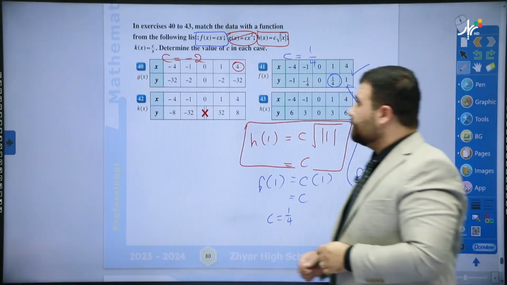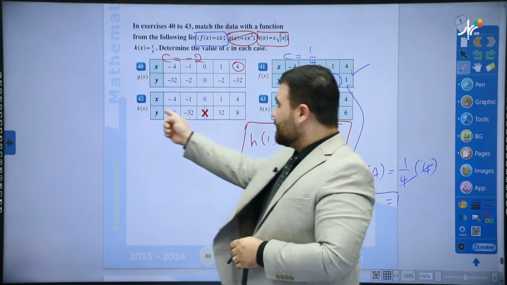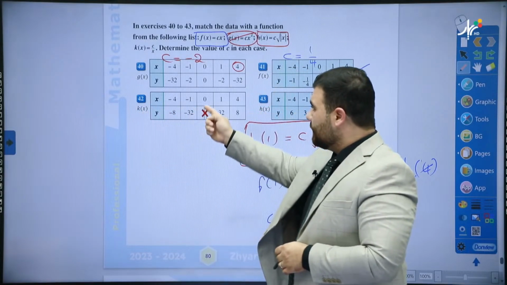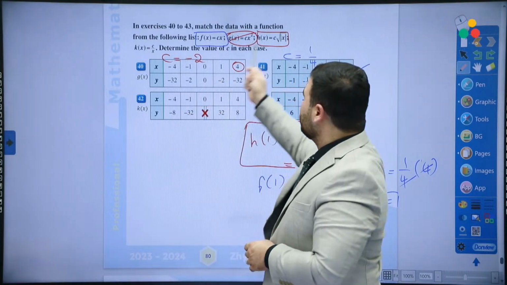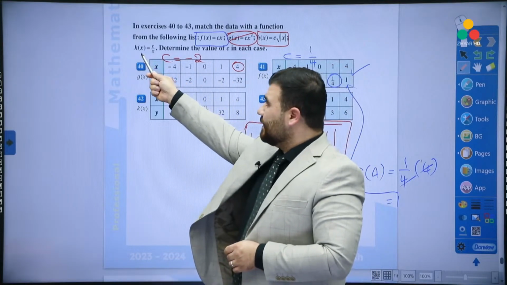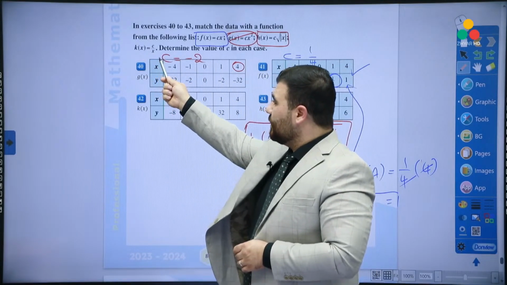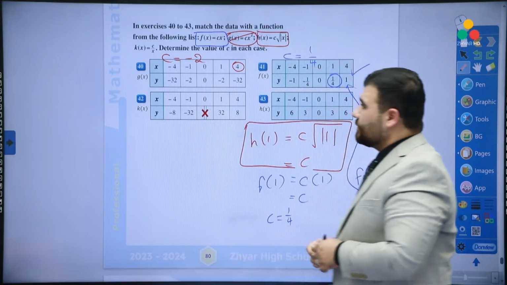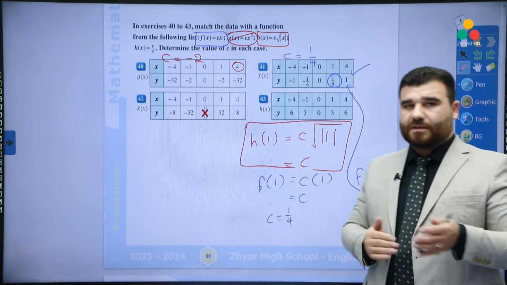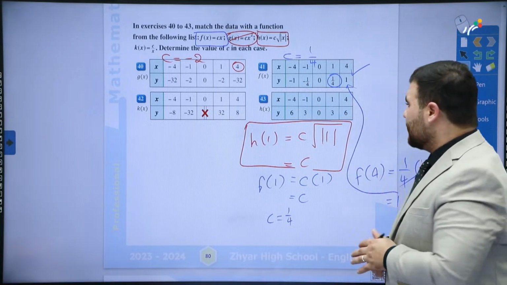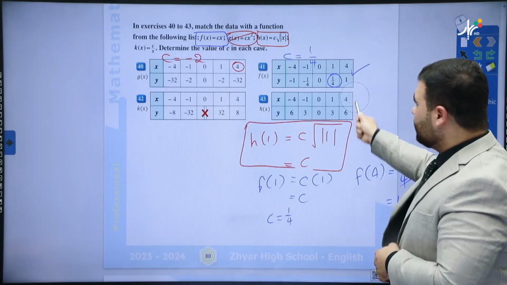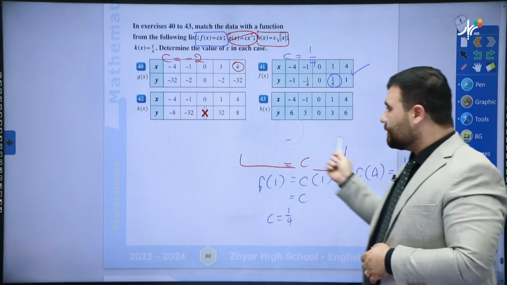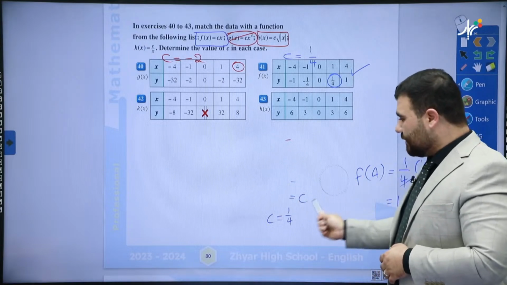Now, this table. Obviously, this table belongs to a fraction because at 0 it has a problem. It has no value. The only fraction in the list is k. c over x. c over x, when x is 0, it will be c over 0. c over 0 is undefined. Then I quickly knew that this table belongs to k. I only have to find the value of c.